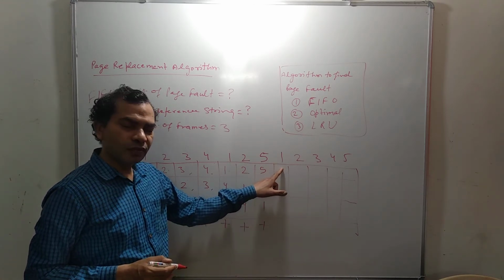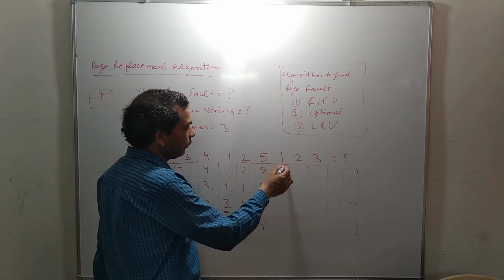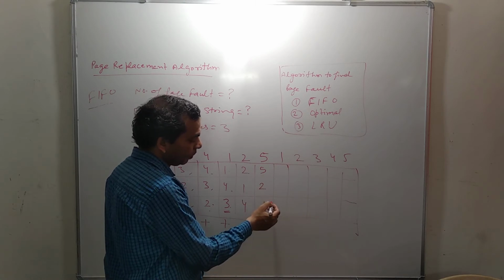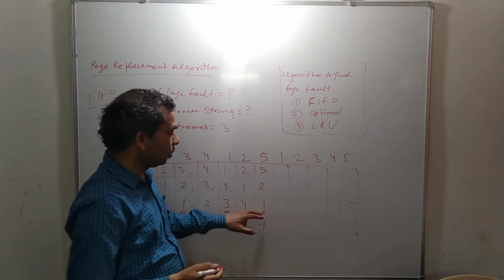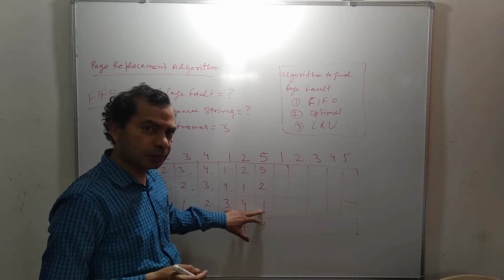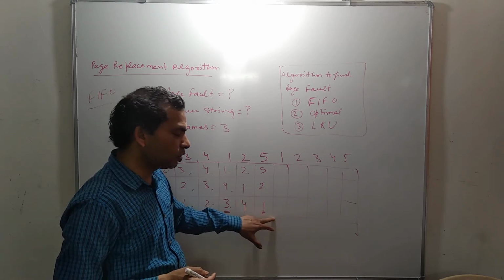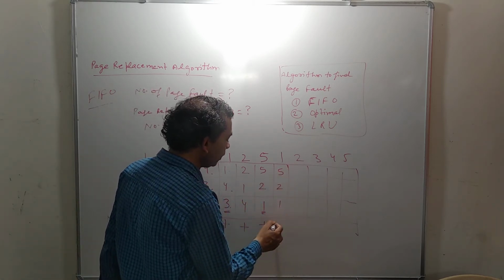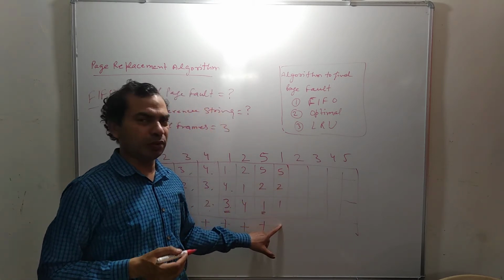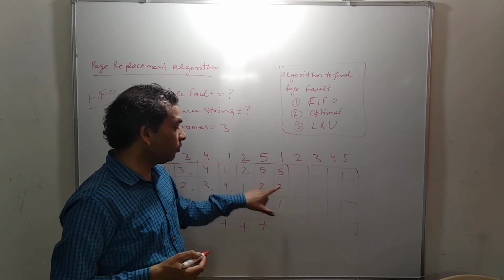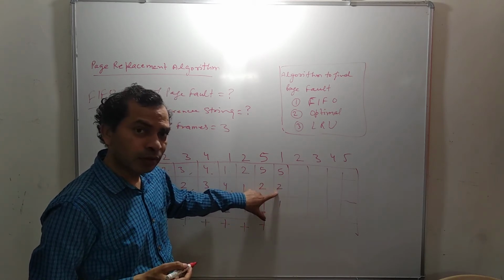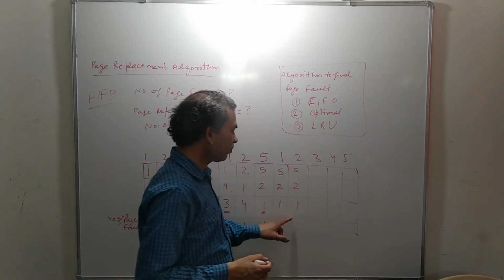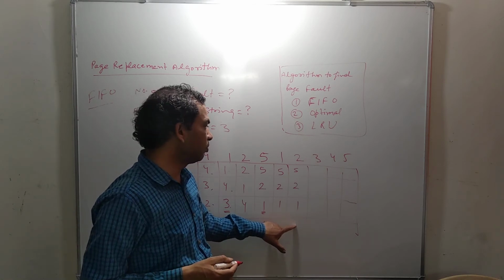Again the 1 came. If we talk about the 1, 1 is present in the memory, that is to say 1 is present in the random access memory, so there is no page fault since page 1 is already present there. So this is 5 2 1, no page fault will occur, so we will not use any plus symbol here. Again the 2 came, and 2 is also present in the memory. So there is no page fault again. This is 5 2 1 as it is, no page fault occurs, so we are not using any plus symbol here.